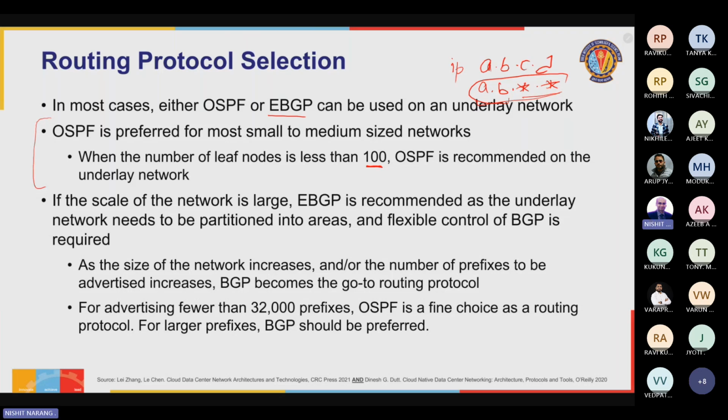So when the number of prefixes that need to be advertised is fewer than 32,000, OSPF is a fine choice to use. But if the number of prefixes grows, which is another way of saying that it's a huge network with multiple smaller subnets within that large network, and that is why there are so many prefixes, and it comes to the scale of the internet itself, it becomes so big. So whenever there are more than 32,000 prefixes, BGP once again becomes the go-to routing protocol.